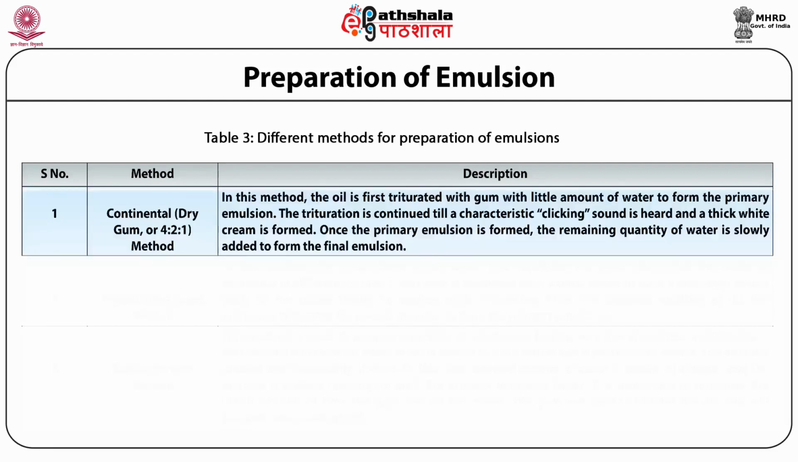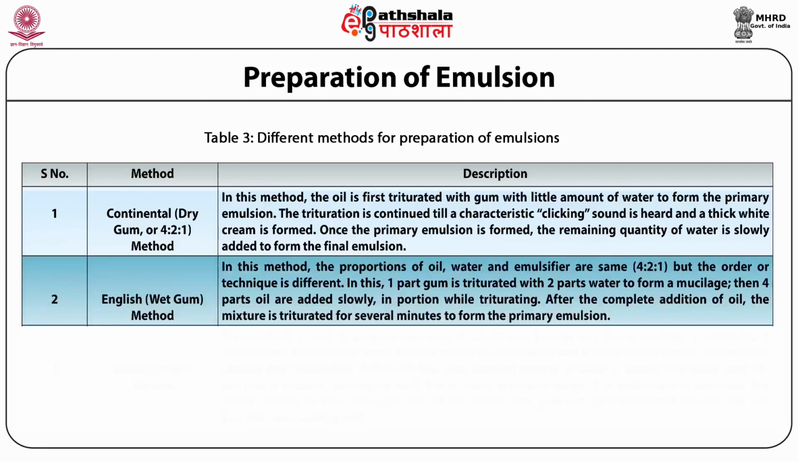The first being the dry gum or the continental method. In this method, the oil is first triturated with gum with a little amount of water to form the primary emulsion. The trituration is continued till a characteristic clicking sound is heard and a thick white cream is formed. Once the primary emulsion is formed, the remaining quantity of water is slowly added to form the final emulsion.